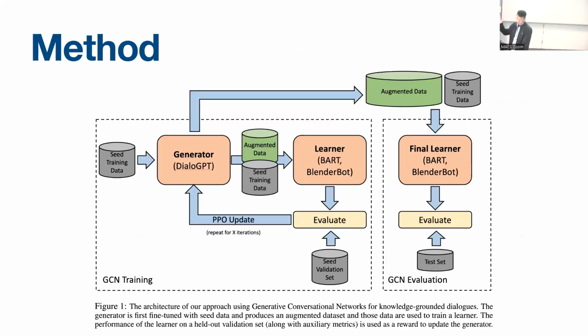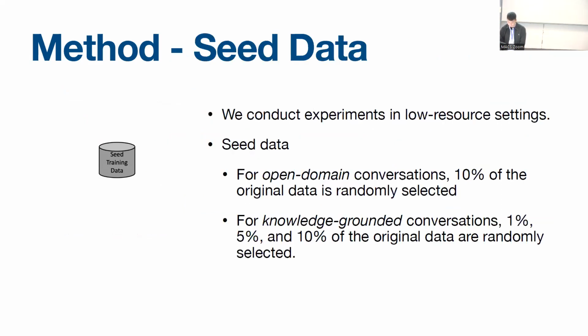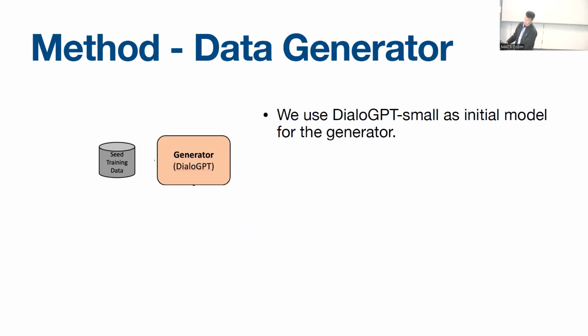Here's an overview of our method, and let's start with the seed training data. To study the effectiveness of our approach in a low resource setting, we randomly select 10% of the original data for open domain and 10% of the original data for the knowledge-grounded conversation. Then we introduce a data generator, and we use a DialoGPT small configuration as the initial model for the generator.